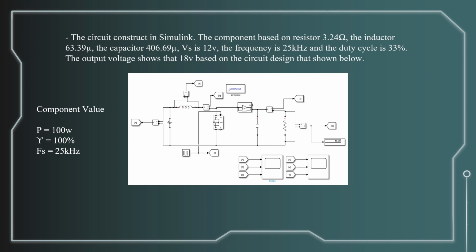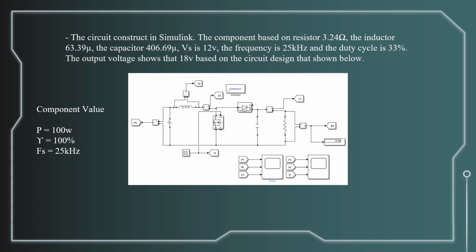Today I'm going to present the results that we gained from this mini project assignment. So this is the circuit constructed in Simulink. The components are based on a resistor of 3.24 ohm, an inductor of 63.39 micro, and a capacitor of 406.69 micro. The voltage supply is 12 volt, the frequency is 25 kHz, and the duty cycle is 33%.